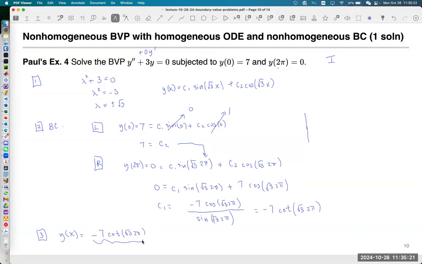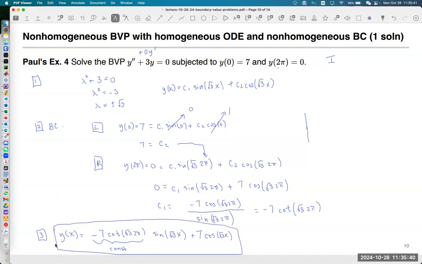Nothing to be scared of. This is just constant. You can put it in decimals. And then sine of square root of 3x. And then plus C2, which is 7, times cosine square root of 3x. And this is our final solution. And it is a unique solution. Any question?